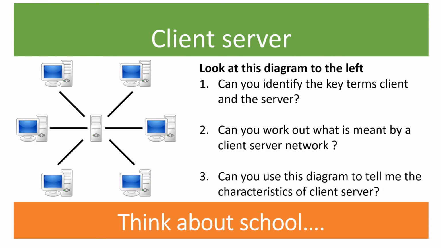We're now going to be thinking of network architecture. Look at this diagram on the left-hand side. This is what we call a client-server model. Client-server models are a type of LAN. Have a look. Can you identify any key features of a client-server? Can you work out what's meant by a client-server? And can you use this diagram to tell me what you think the characteristics of a client-server are? Pause the video, then we'll have a look.